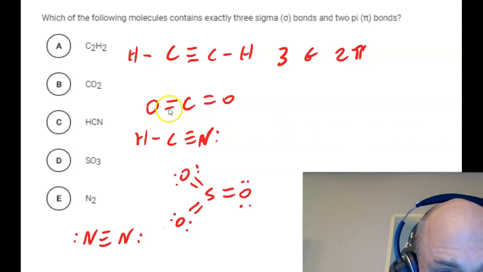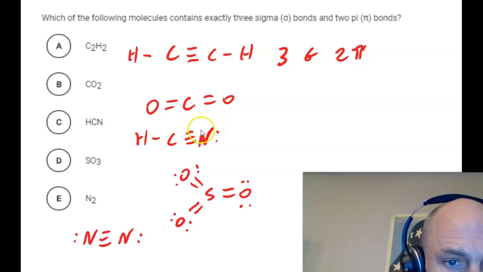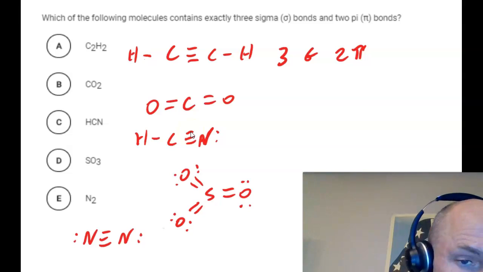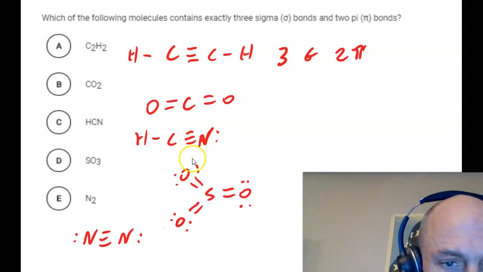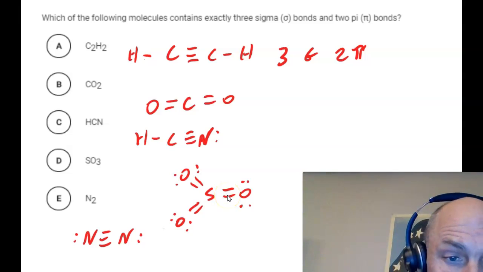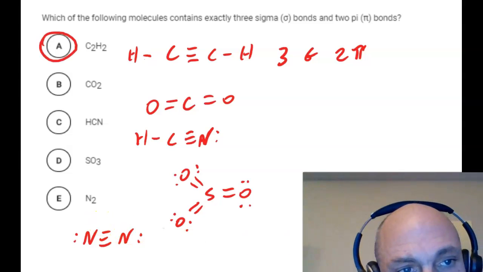In B, there's 2 sigma bonds and 2 pi bonds. Remember, each bond of the double bond is sigma, every additional bond is pi. So it's definitely not B. C looks like 1, 2 sigma bonds and 2 pi bonds also. So again, we already know it's A, but we're ruling out these other ones. D, 3 sigma, 3 pi. And then in nitrogen, 1 sigma, 2 pi. So definitely A.